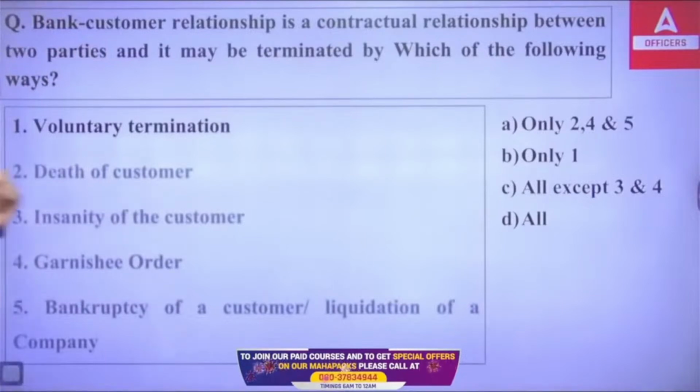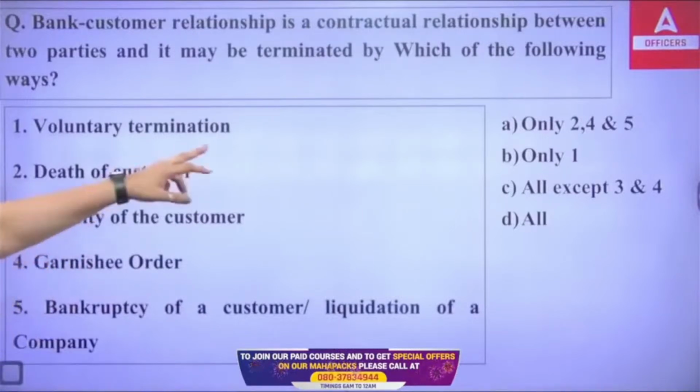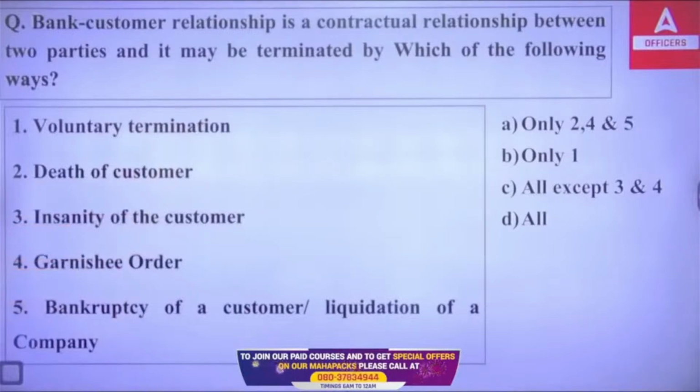So first we have voluntary termination, death of customer, insanity of the customer, garnish order, bankruptcy of a customer, liquidation of a company. So in which of the conditions will the termination of contractual relationship between a bank and a customer be done? Only 2, 4 and 5, only 1, all except 3 and 4, all. Let me know which of the following is correct. A, B, C or D.